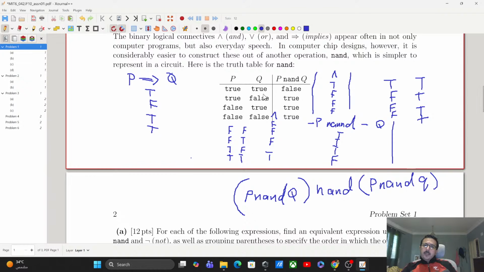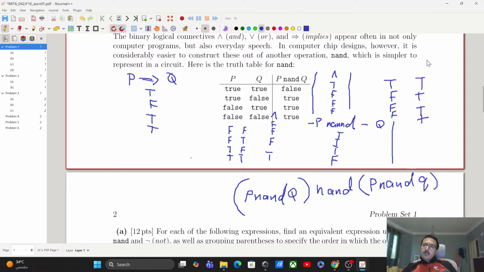It's not gonna cut it because it's gonna be true. False. False. False, False, which is not gonna cut it. Here also it's gonna be false. True. True. True, so it's not gonna cut it.